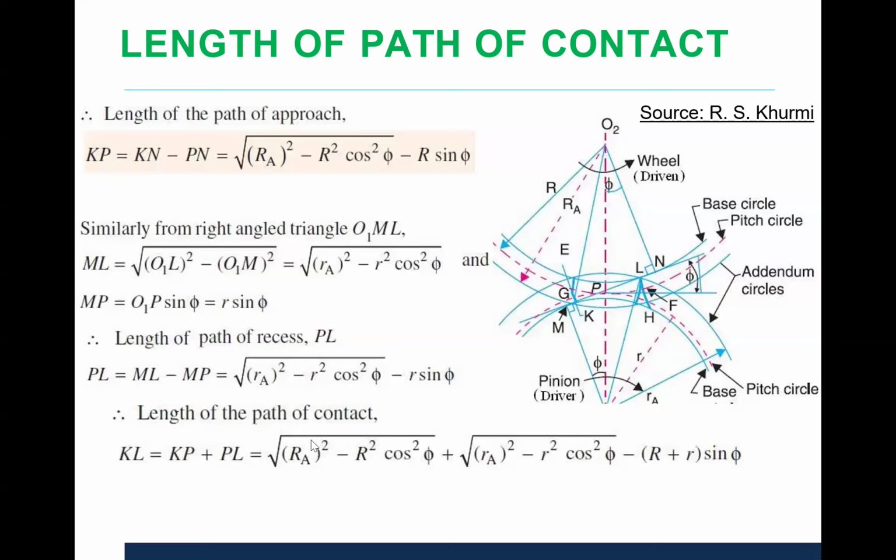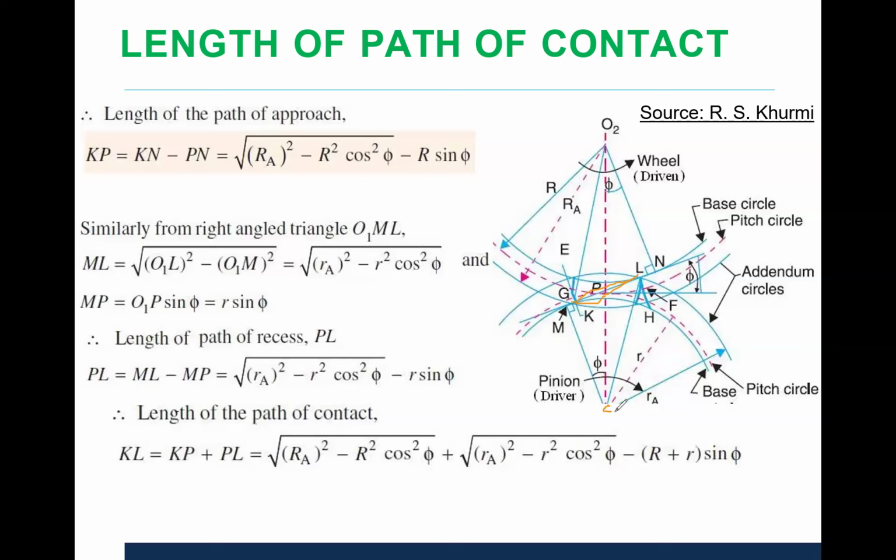So we can calculate the path of contact and total length of path of contact by considering this KP and PL distance, that is path of approach and path of recess, which will be under root of Ra square minus R square cos square phi plus under root of ra square minus r square cos square phi minus R plus r sin phi. So in this way, we can find out the path of contact distance, that is this KL distance. This distance KL will be KP plus PL, approach plus recess.